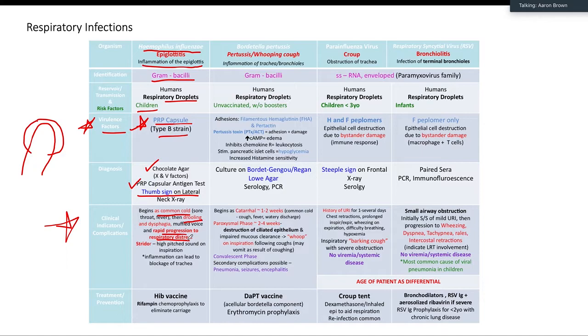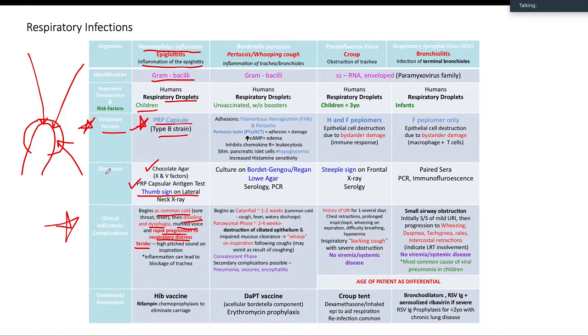You also hear about this muffled voice, painful swallowing. That's kind of common to some of these other ones, but that drooling is pretty specific. Also, this stridor, high-pitched sound on inspiration. You can imagine air, breath, trying to get past this swollen epiglottis into the trachea, is going to make some noise, right? Kind of like our aortic stenosis, as that blood tries to get through a stenotic valve. We have air trying to get through a very small space here, and it's called stridor. High-pitched sound on inspiration. How do we prevent this?